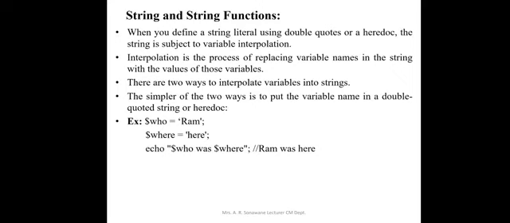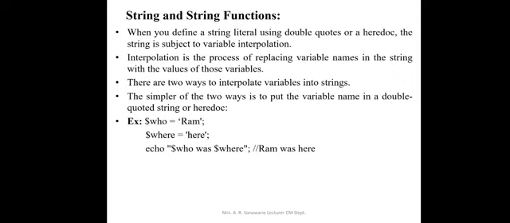When we define a string literal using double quotes or a heredoc, the string is observed to perform variable interpolation. Variable interpolation is the interesting property of a string of replacing the variable names in the string with their actual values. There are two ways in which variables can be interpolated into strings. The simpler of the two ways is to put a variable into double quotes.